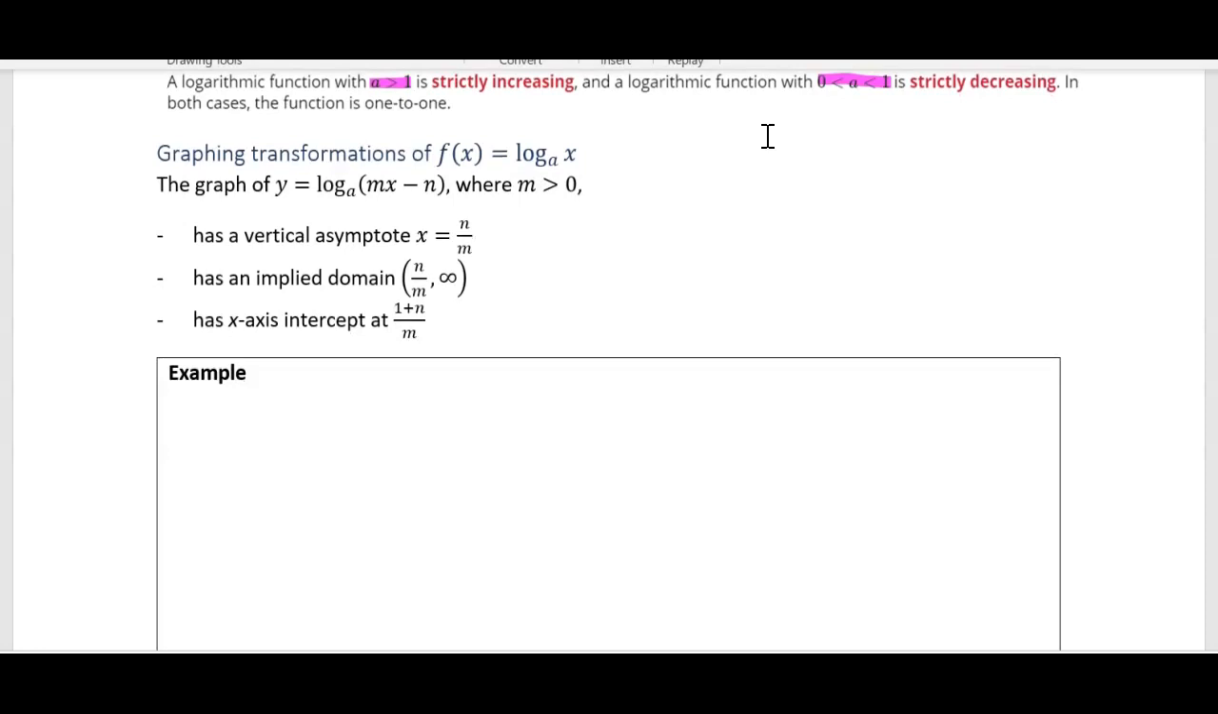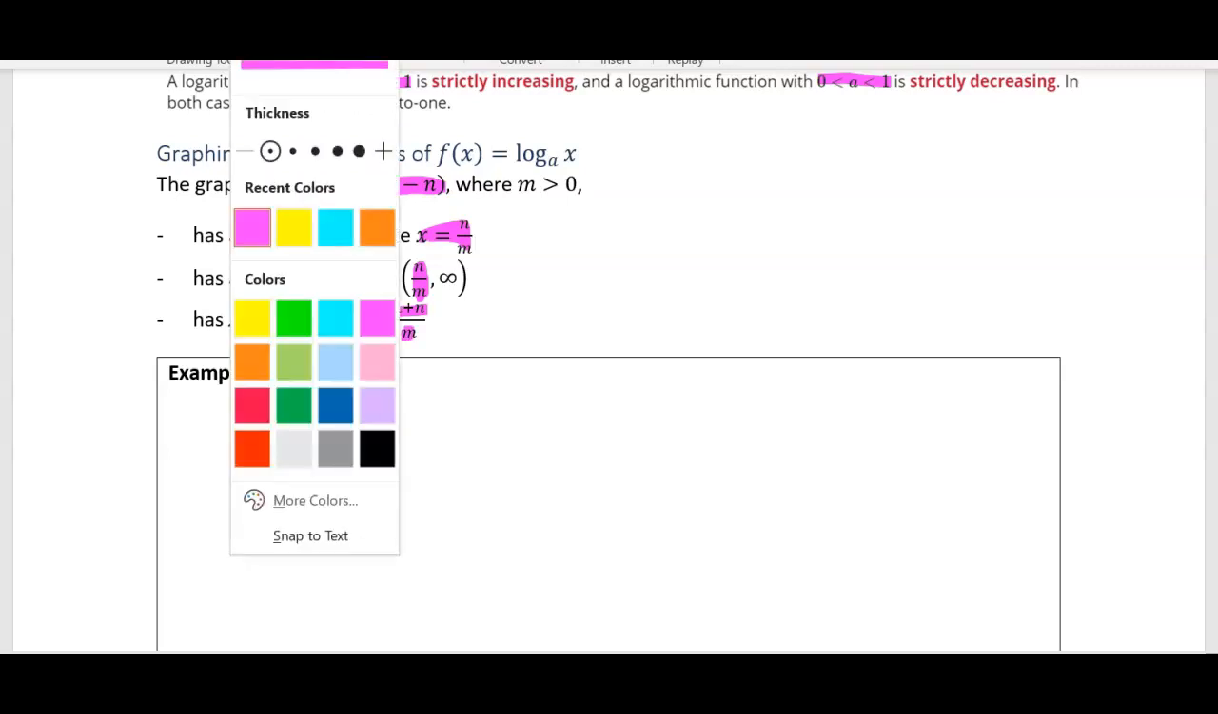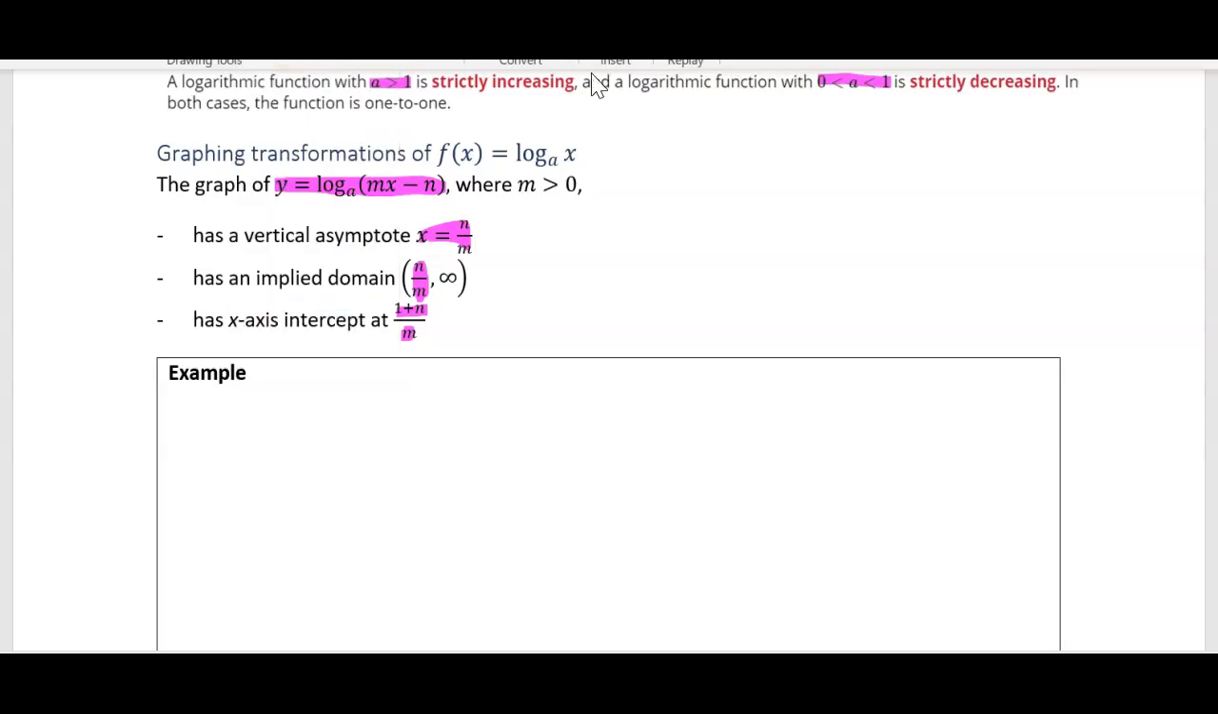Now if your graph was like this, y equals log a of (mx minus n), it's got a vertical asymptote here. If you've had some transformations, that's your vertical asymptote. Your implied domain, because your asymptote has shifted, is going to shift. So you've got n over m there, and you've got an x-intercept here. That might help you if your graph is in this form.